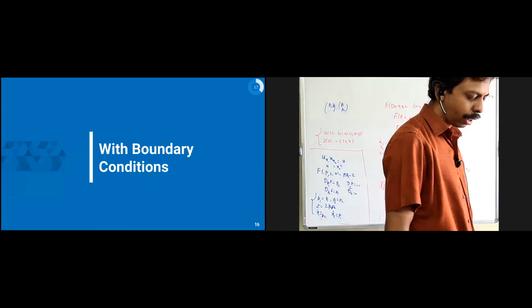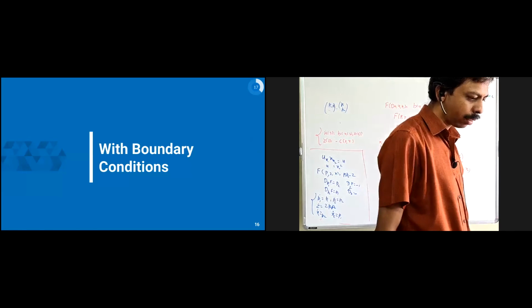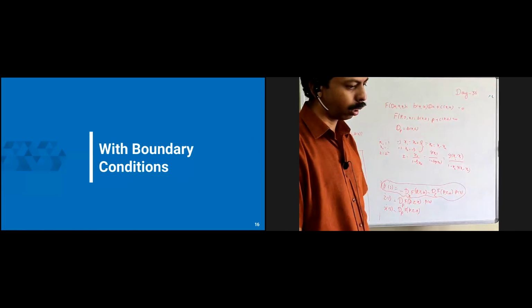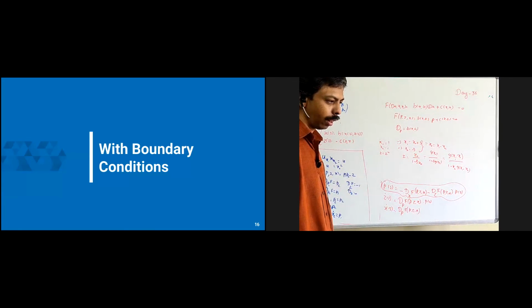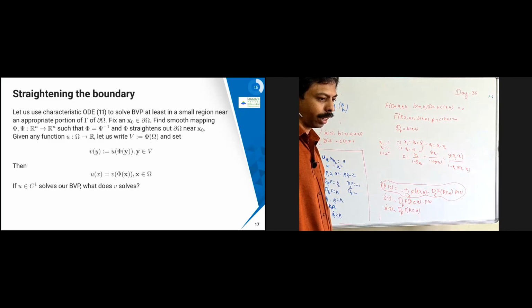So with this I will stop today's lecture. We'll see with boundary conditions on Friday, and there is a non-characteristic data, etc.